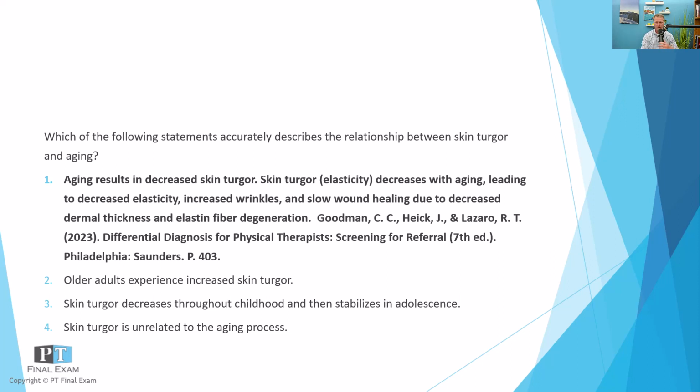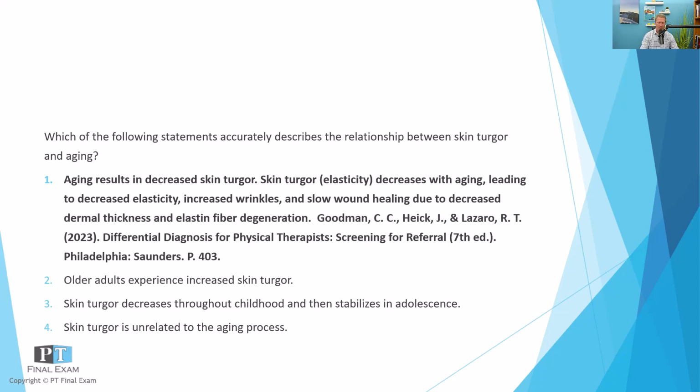So skin turgor is associated with the aging process into the older adult. However, it's also related to dehydration of the skin. If you have a patient who is severely dehydrated, you will also have a decrease in skin turgor. The key here is that turgor just means elasticity, and you lose elasticity as you age.